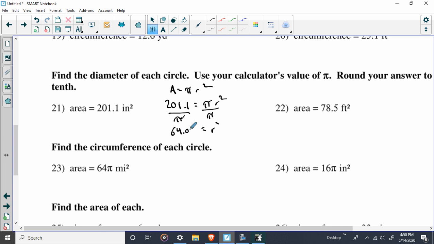And again, think back to algebra. How do I get rid of squares? Take the square root. So I want the square root of 64.01, which I think we can safely go ahead and say is 8 inches.